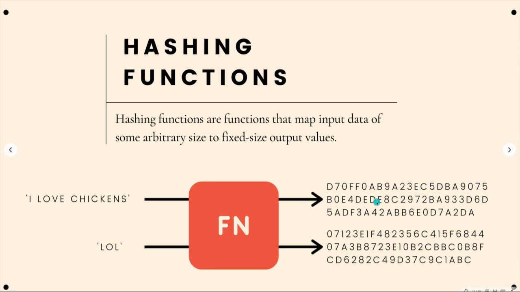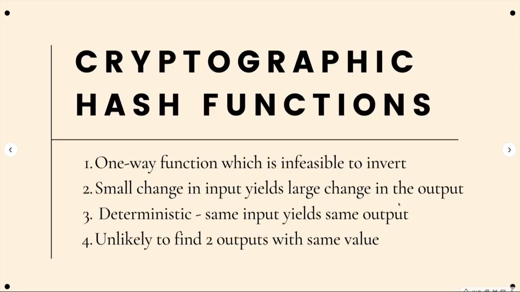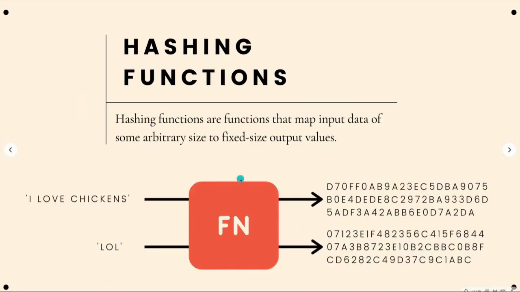They shouldn't be able to infer anything about the actual passwords. So that's important in a lot of situations. Also, a small change in an input should yield a large change in the output. It goes along the same lines, right? I shouldn't be able to guess what "I love chickens" yields, or what "I love chicken" will yield.